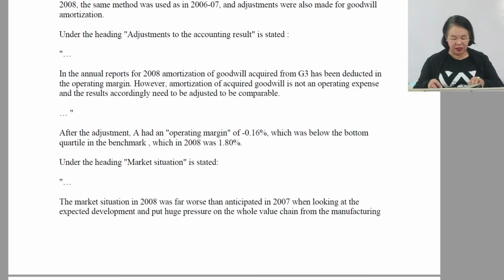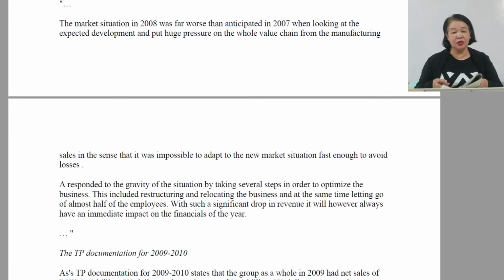So, under the heading market situation is stated, the market situation in 2008 was far worse than anticipated in 2007 when looking at the expected development and put huge pressure on the whole value chain from the manufacturing sales, in the sense that it was impossible to adapt to the new market situation fast enough to avoid losses, no? So, i-relate natin yan dito sa transfer pricing analysis na ginagawa ko for 2020. No? So, you have to disclose also that during the year, the economic situation of the Philippines is worse because of the closure of business operations, no?